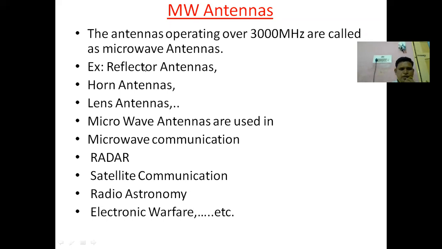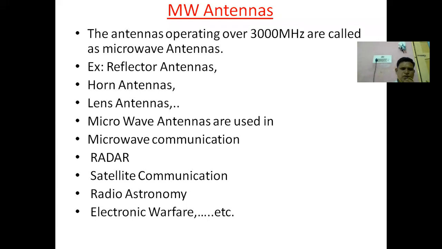Okay, similarly, the best examples for these microwave antennas are parabolic reflector antennas, like dish antennas, and horn antennas and lens antennas. In our syllabus, we'll study these three categories of antennas. We'll study them one by one later.